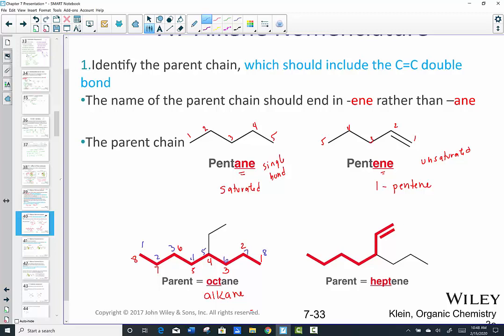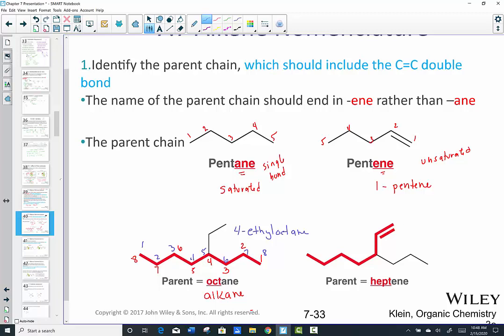This is an 8-carbon chain. I'm going to number right to left so that I can get the substituent branch the lowest possible number. On carbon number 4 is an ethyl group of an 8-carbon chain. So this would be 4-ethyloctane.